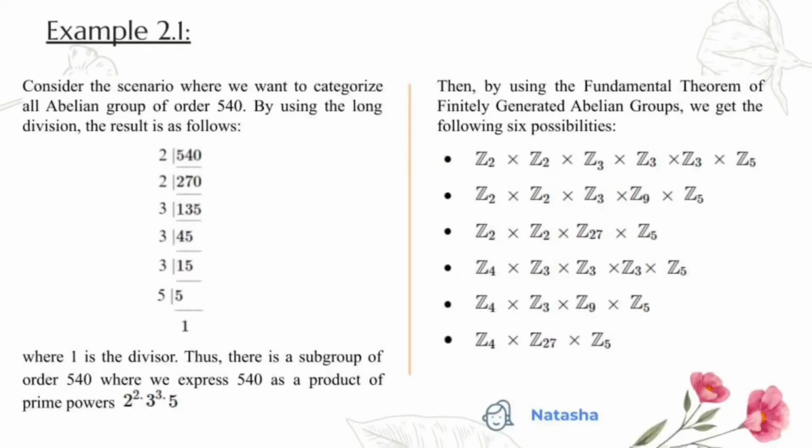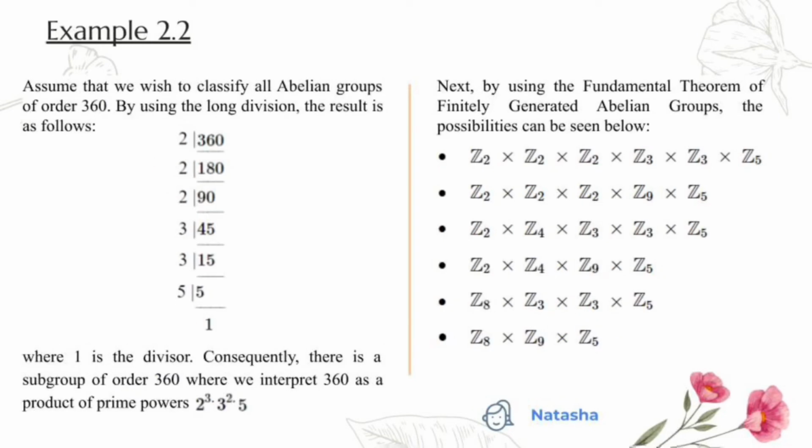Example 2.1, consider the scenario where we want to categorize all abelian groups of order 540. By using long division, the result is as follows. We get 1 as the remainder, where 1 is the divisor. Thus, there is a subgroup of order 540 where we express 540 as a product of prime powers: 2 squared times 3 cubed times 5. Then, by using the fundamental theorem of finitely generated abelian groups, we get the following 6 possibilities, as you can see on the screen.